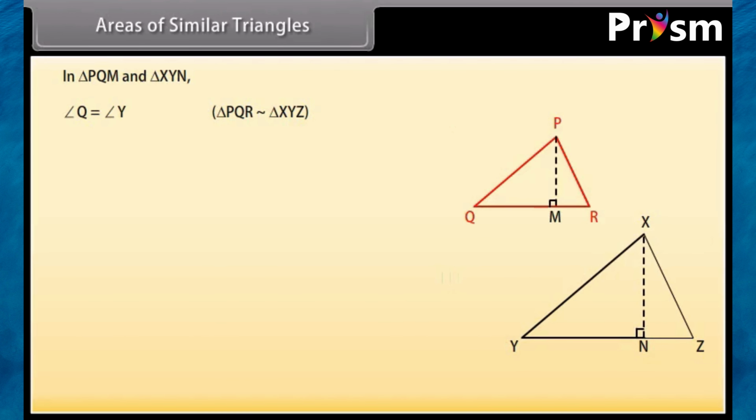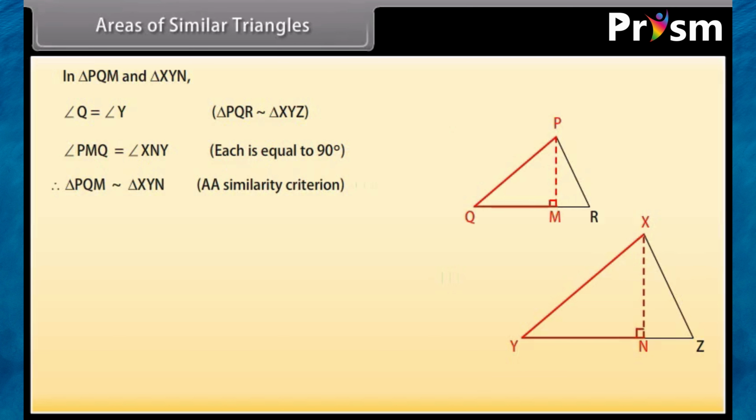In triangle PQM and XYN, angle Q is equal to angle Y, since triangle PQR is similar to triangle XYZ. Angle PMQ equals angle XNY, each angle is equal to 90 degrees. Therefore, triangle PQM is similar to triangle XYN by AA similarity criterion. Thus, PQ upon XY equals PM upon XN.